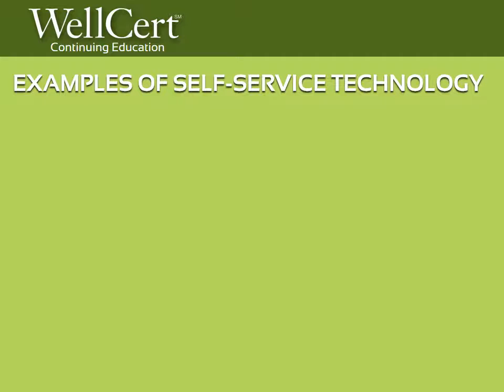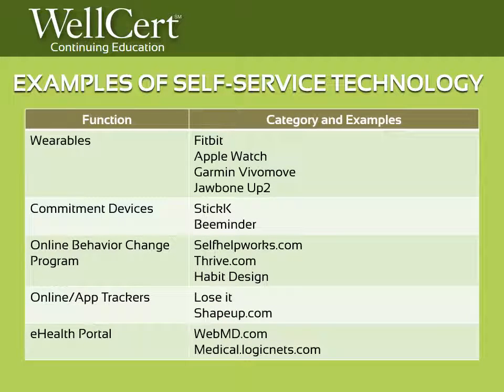Now, examples of that self-service technology for each of the 5 types. The wearables, you can see Fitbit, the Apple Watch, the Garmin Vivo, the Jawbone Up 2. So those are different kinds of wearables and examples of wearables. You can then track these by putting it into your browser and actually go to the website and see these different devices. Commitment devices or commitment aids are Sticky and Beeminder, 2 major ones.